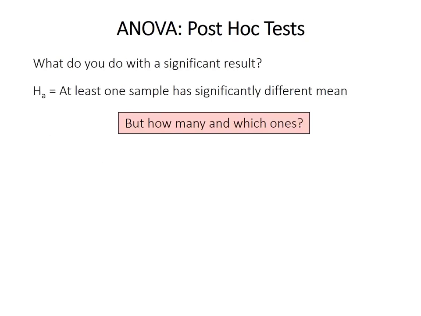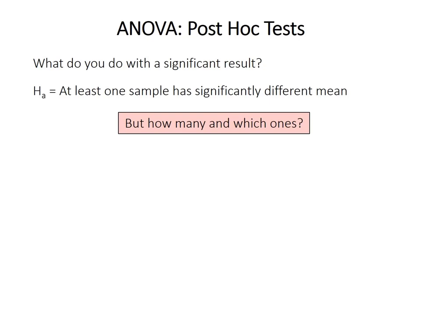Okay, so we discussed how the p-value is calculated, and the subsequent inference that you would do from that is standard. If it's less than 0.05, you would reject the null hypothesis. But what does that really tell you? The alternative hypothesis, most commonly, is that at least one of the samples differs significantly from the others. But how many do, and which ones do?